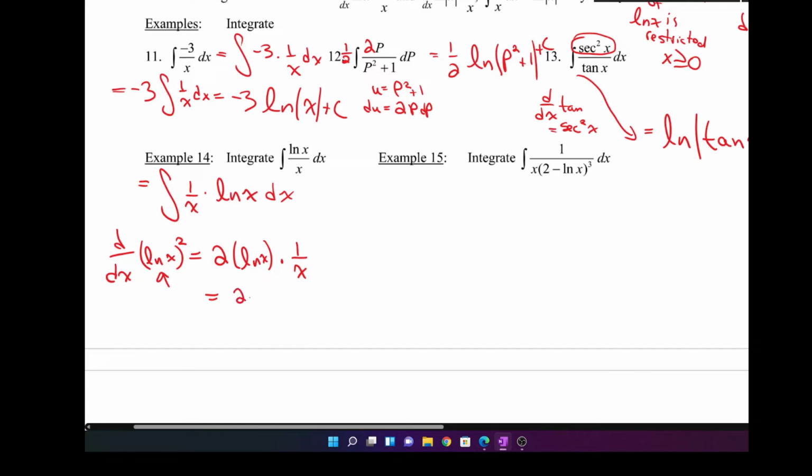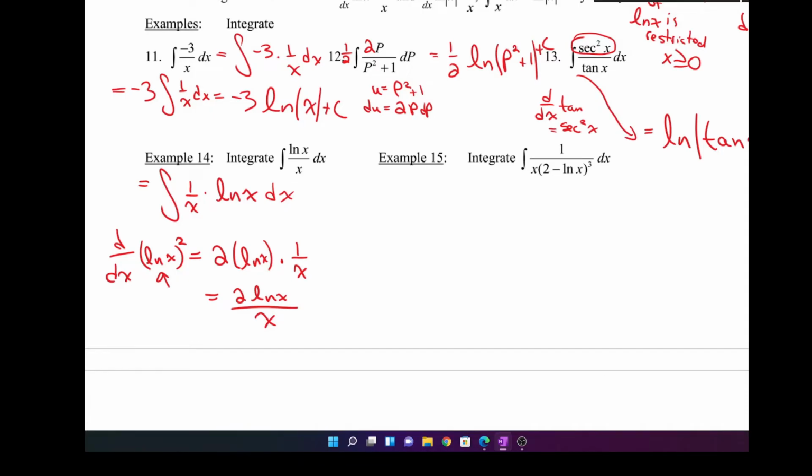So that would give me 2 natural log of x over x. Yeah, I'm missing a 2. You can see that I'm missing a 2. So I'm just saying that we should make sure that we have one for ourselves.